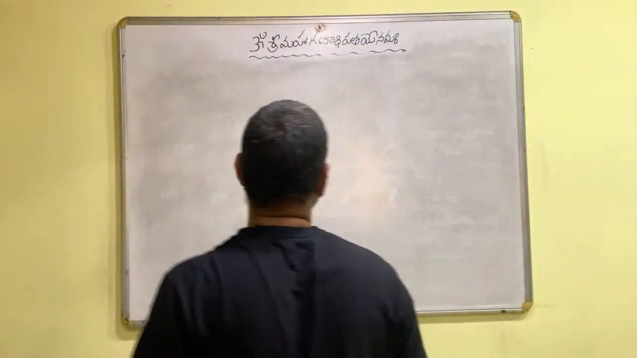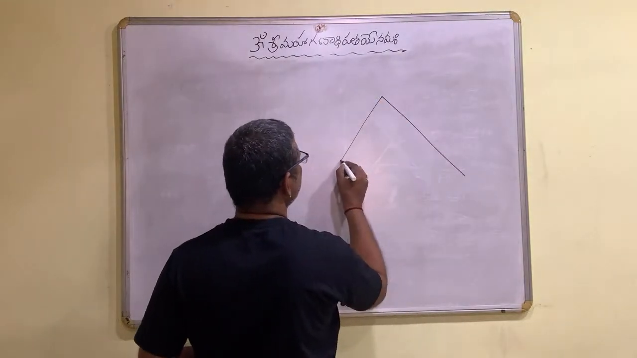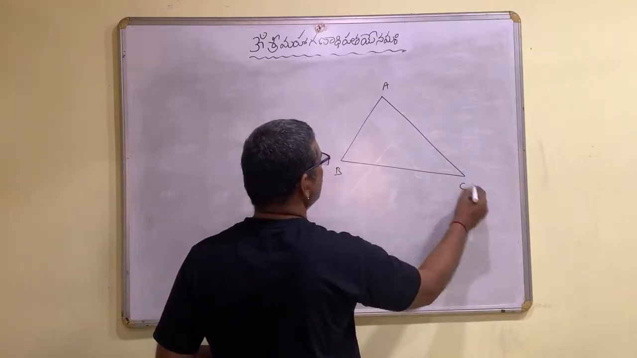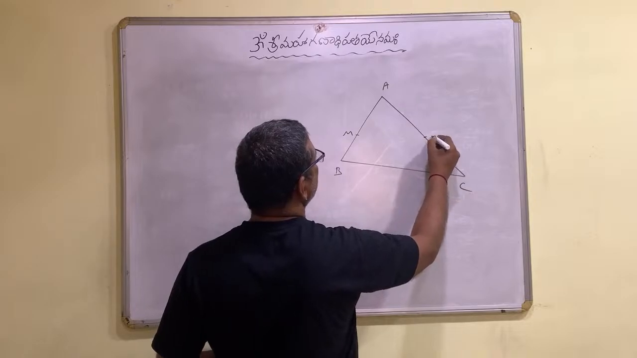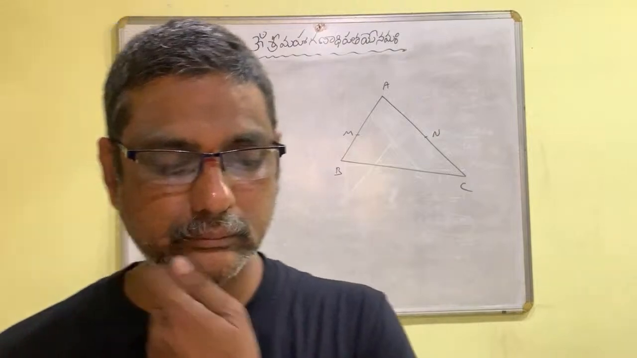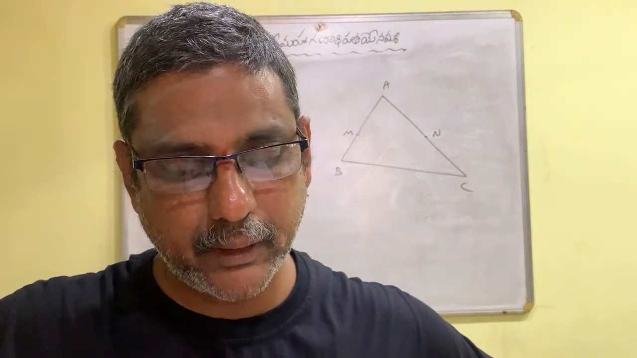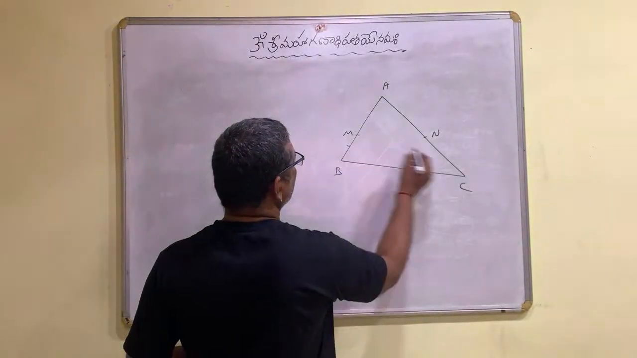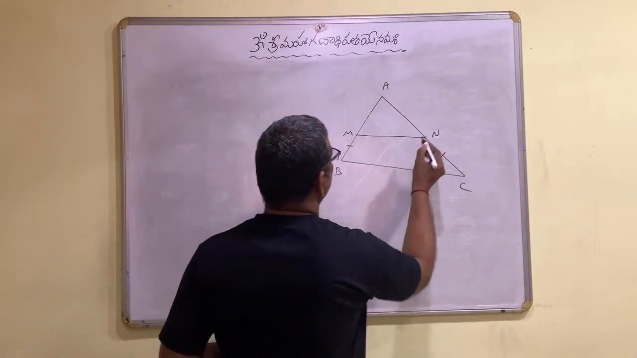Okay, there is a triangle ABC. M is a point on AB, N is a point on AC, respectively, such that BM is equal to CN. These two sides are equal. So join this one.